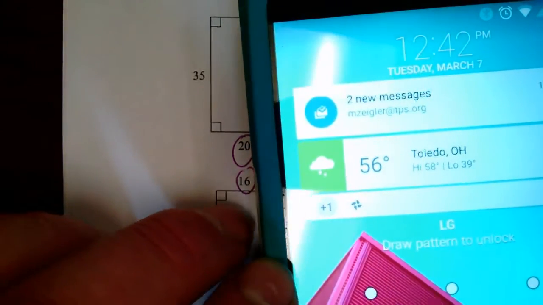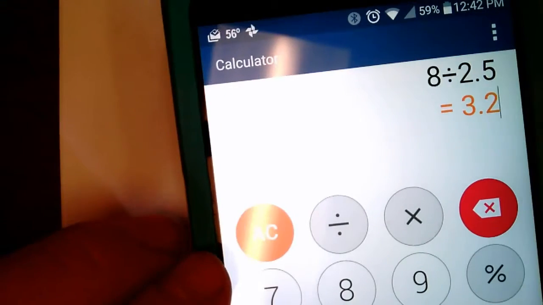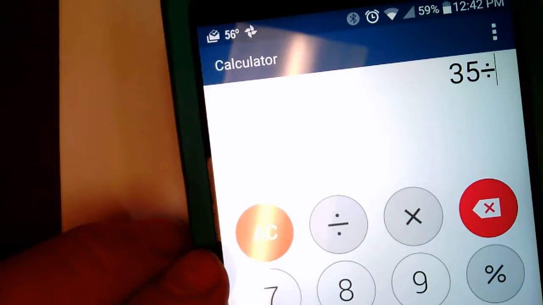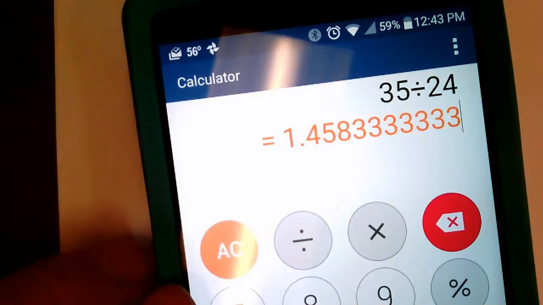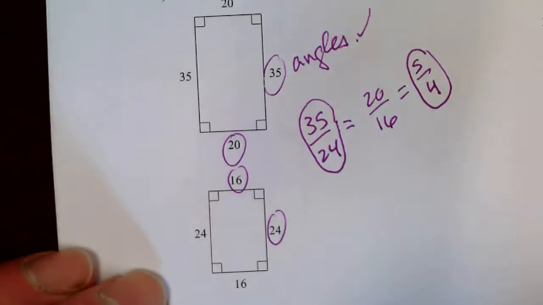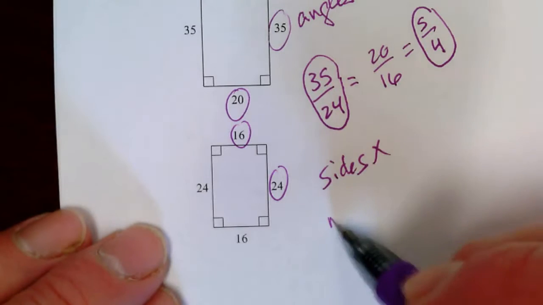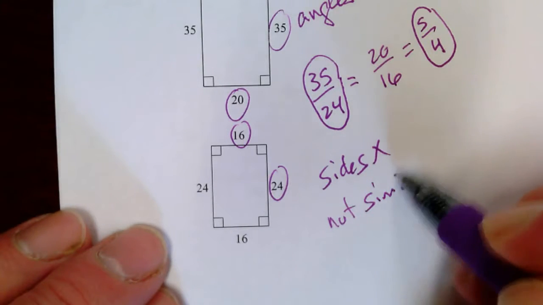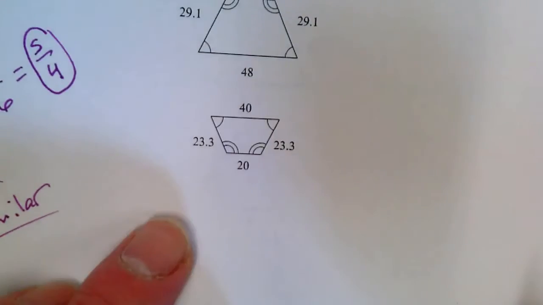Another way you can check is 35 divided by 24 is 1.4583333, and 5 divided by 4 is 1.25. So for sides, not true. Not similar. All right, let's take a look next door.